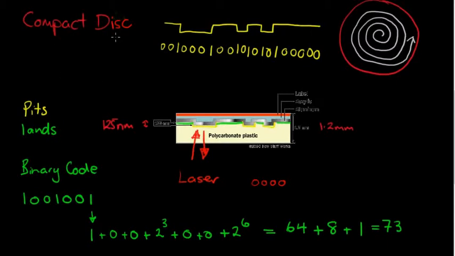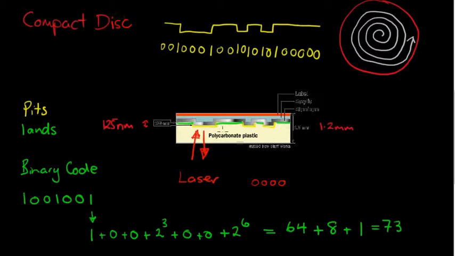Hello again. I'm going to continue talking about compact discs, and specifically in this video I'm going to show you how the laser reads the information, the data contained on a disc. And just noted from my last video, I spelt compact disc with a K on the end. I've corrected that. Compact disc is spelled with a C on the end.